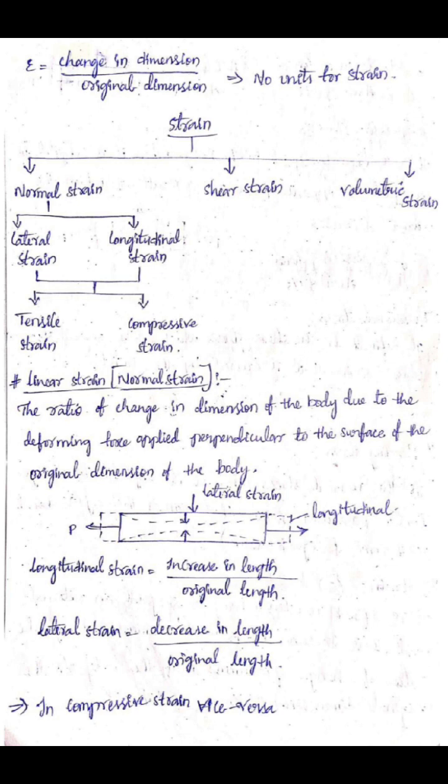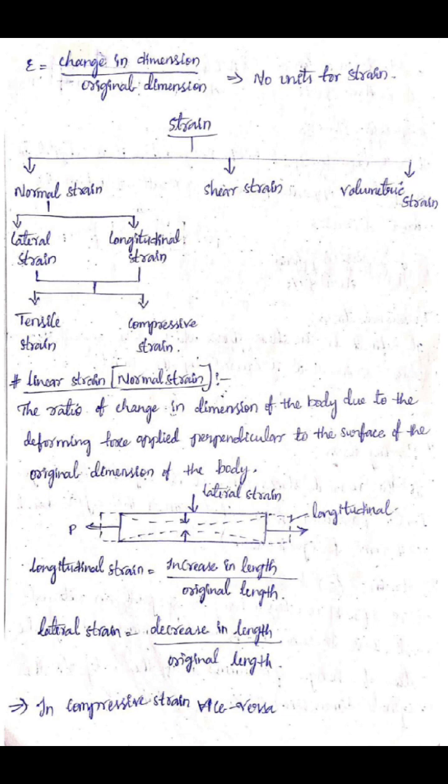Strain can be divided as normal strain, shear strain, volumetric strain. Normal strain can be divided as lateral strain and longitudinal strain, and both these can be divided as tensile strain and compressive strain. So linear strain, that is normal strain: the ratio of change in dimension of the body due to the deforming force applied perpendicular to the surface, to the original dimension of the body. So you can see the figure there.